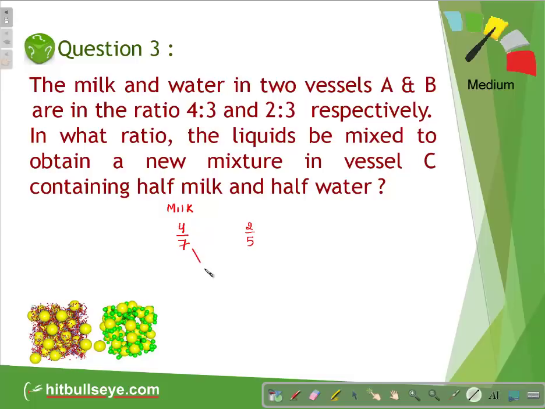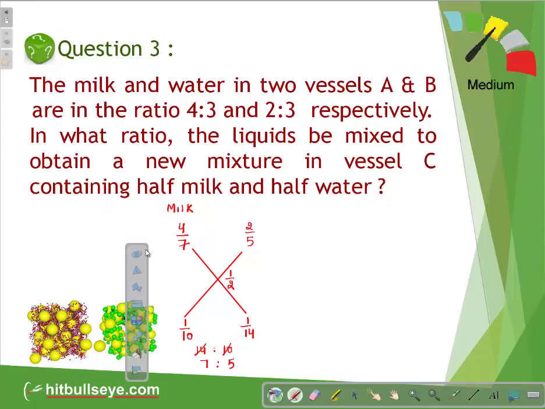Now you want to mix these two to have half of the total as milk. You took that half. Now take the difference. 2 by 5, taking the LCM to be 10, 4, 5, it comes out to be 1 by 10. Taking the LCM, 14, this is 8, 7, it comes out to be 1 by 14. So reciprocating those, you get it as 14 and 10, and finally this ratio happens to be 7:5. Right, students? So the 7:5 becomes your answer in this case.